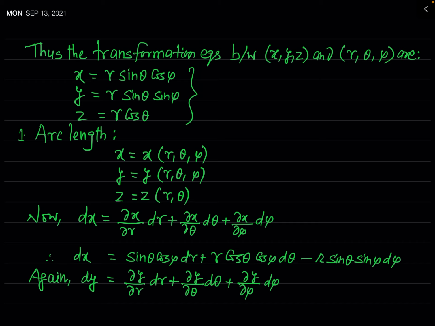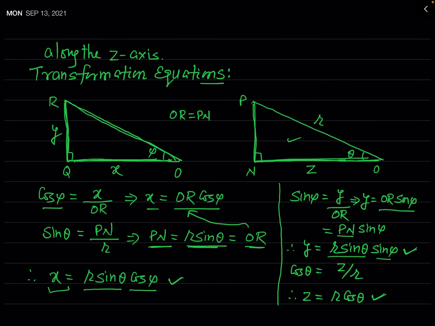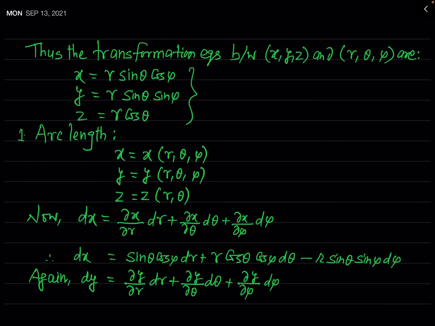Now we are going to find the expression for arc length in a spherical polar coordinate system. As you can see, x is a function of r, theta and phi. Similarly, y is also a function of r, theta and phi. But z is a function of only r and theta. It means z is independent of phi. So in general, you can say that x is a function of r, theta and phi.